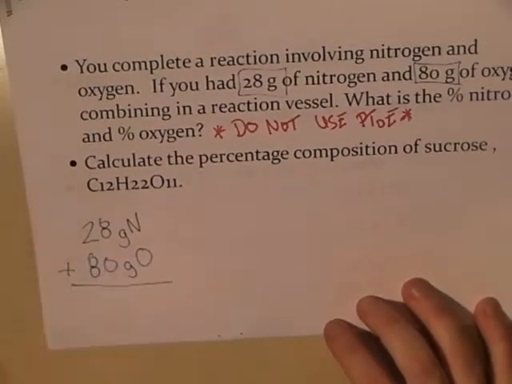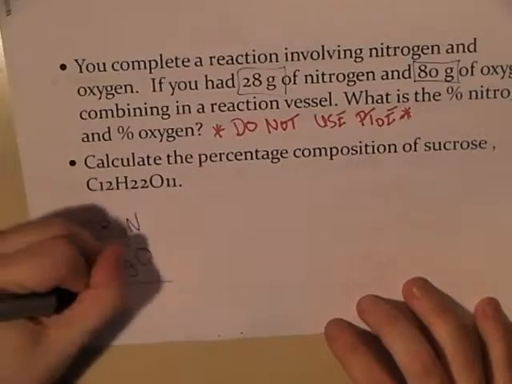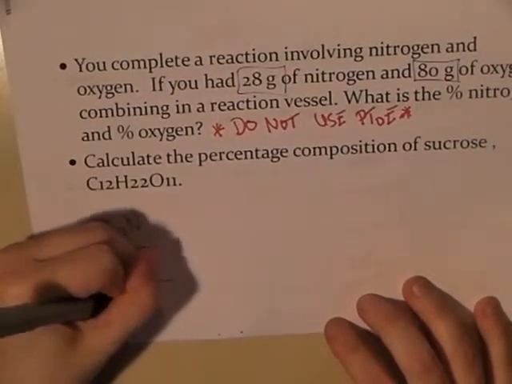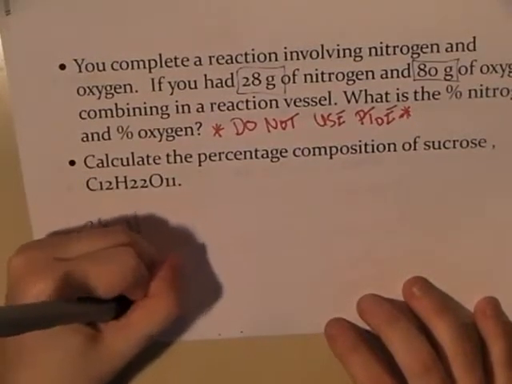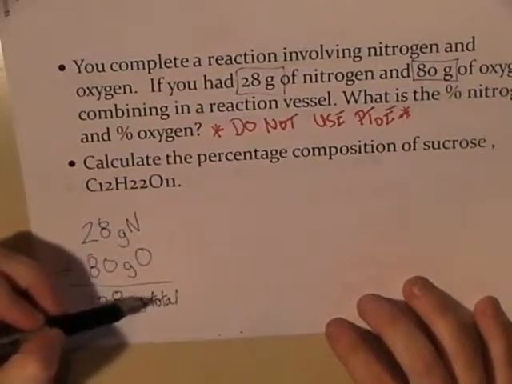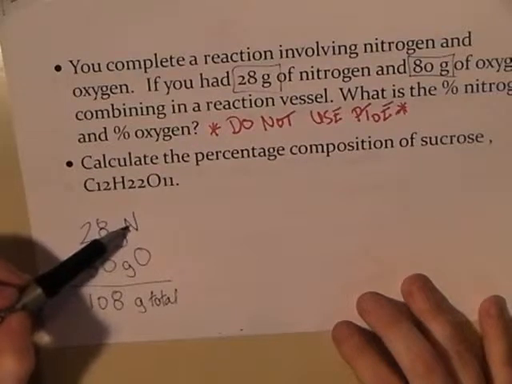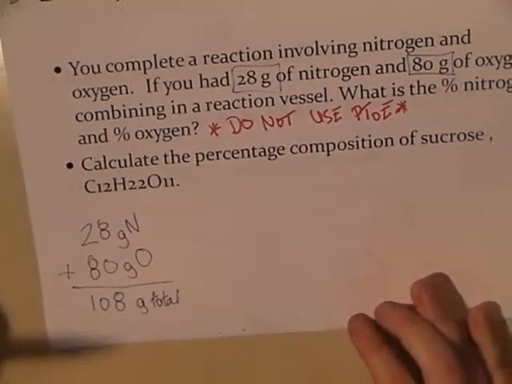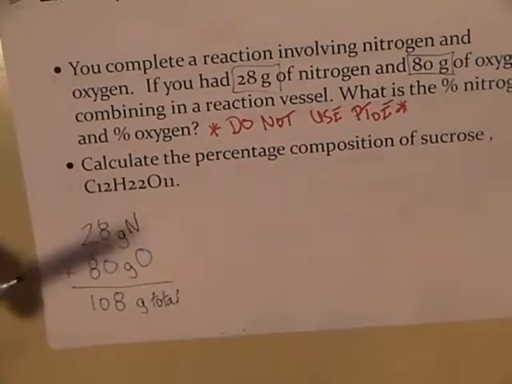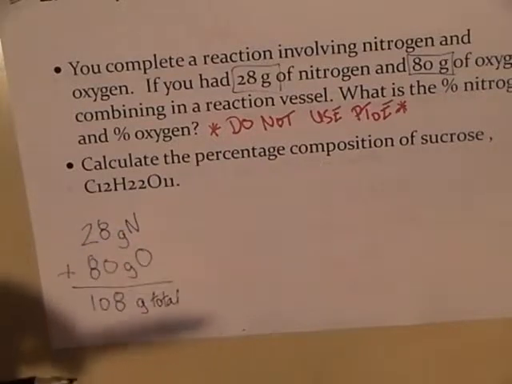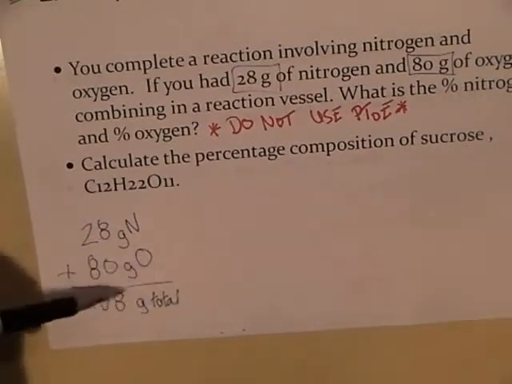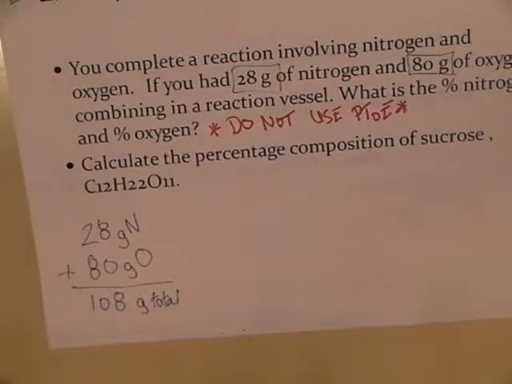Hopefully you're saying we need to add them up to get a total. So add them, you get 108 grams, and that's your total. You don't know what formula this is because it doesn't tell you, so that's just your total mass. You don't know if this is nitrogen monoxide or nitrogen dioxide. We're going to do that when you come back from spring break. We're going to talk about how to figure out the formula, but you don't know that right now, so you just know this is your total mass. Okay, so you've got mass of nitrogen, mass of oxygen, total mass. You have all the numbers you need.